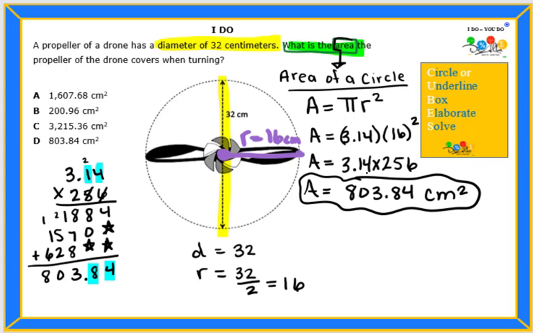Okay, and let's look at the question one more time. What is the area the propeller of the drone covers when turning? So we did use our area formula. We did find our radius and we plugged it in. So we have the area of this circle that the propeller is making as it turns. So let's look for our answer. 803.84. We find it right here on D is the matching and correct answer. So I will select D, the correct answer, for the area of the propeller the drone covers when turning.